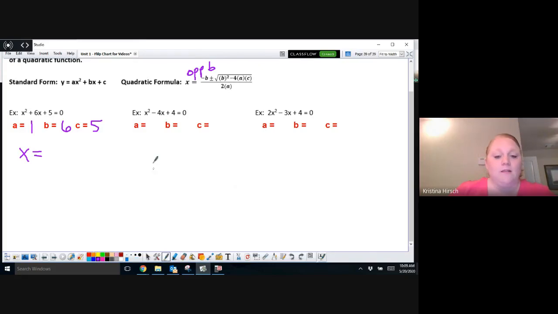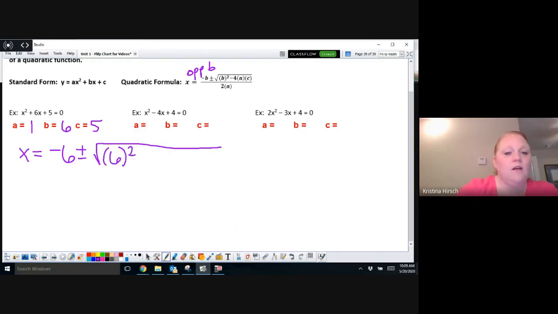Now, some teachers are a little bit more sticklers for actually writing that out, -4, negative with parentheses with a 3 or something like that. But I typically use opposite b, so in my class, I accept that from my students. All right, so I'm going to have a -6 because opposite b is -6, plus or minus the square root. B squared would be 6 squared minus 4. That's part of the formula. A is 1, C is 5, all over 2A, 2 times 1.